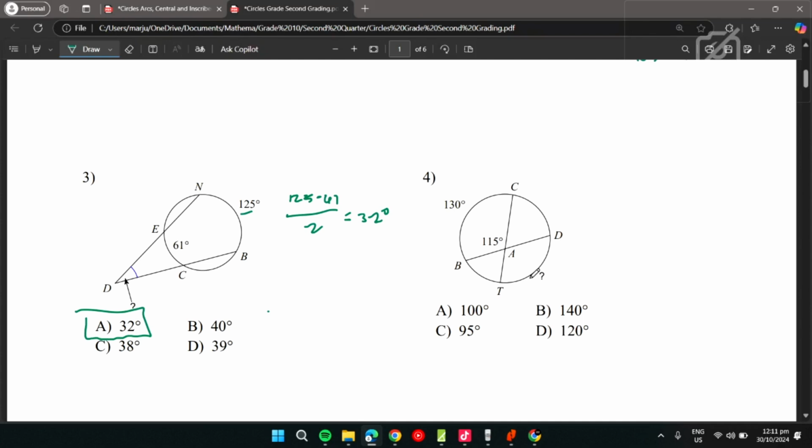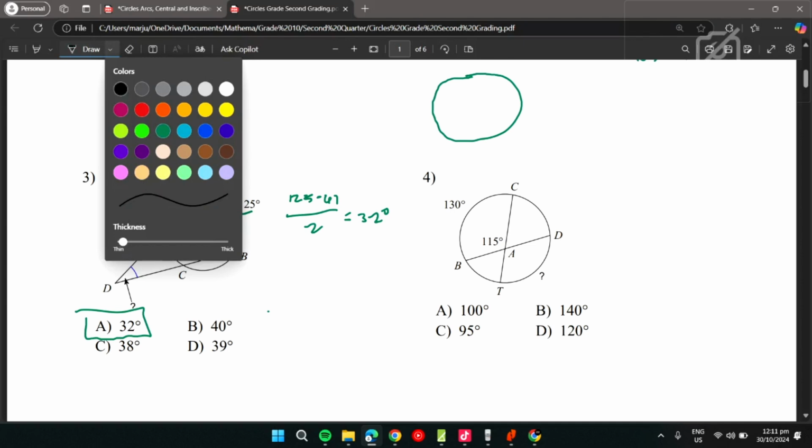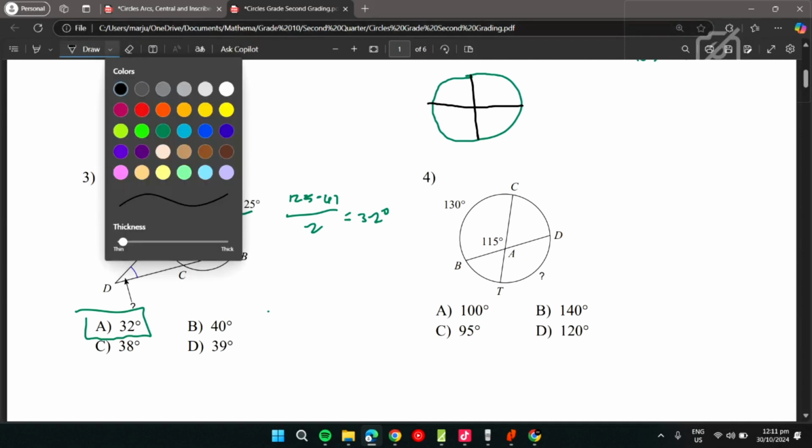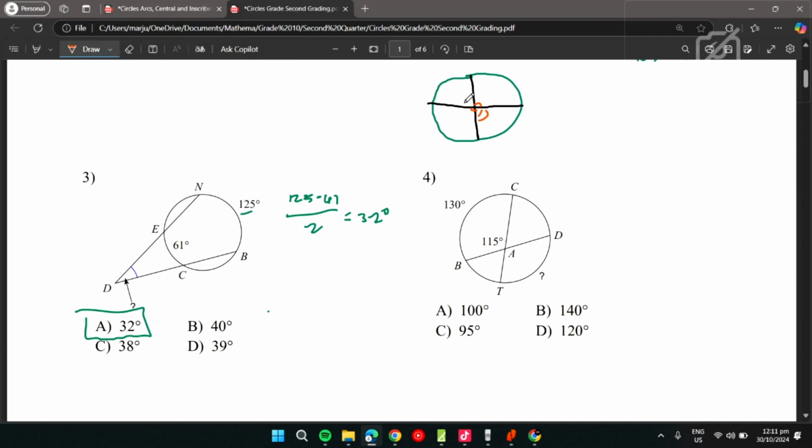Alright, now, ito yung concept behind this one. When we have intersecting chords, and we are asked to find the measurement of the angle formed when two chords intersect, ito gagawin natin. Let me just draw a circle here, and then meron tayong intersecting chords. Look at this one. We actually form vertical angles, right? They're congruent.